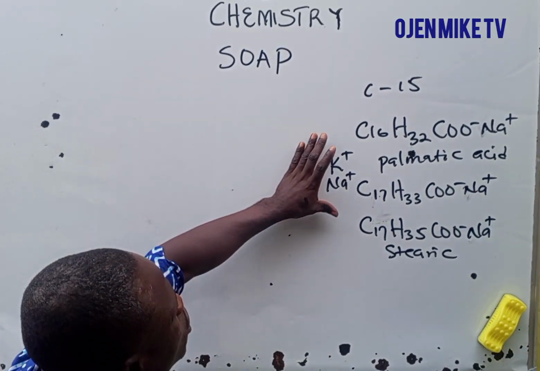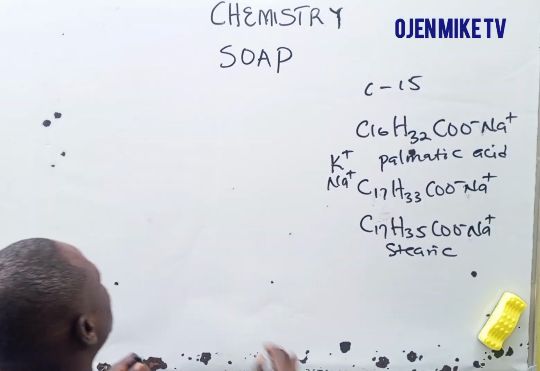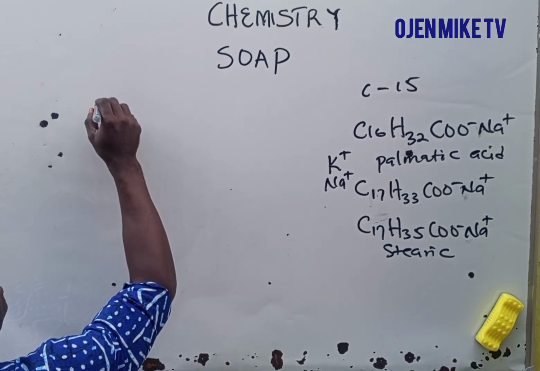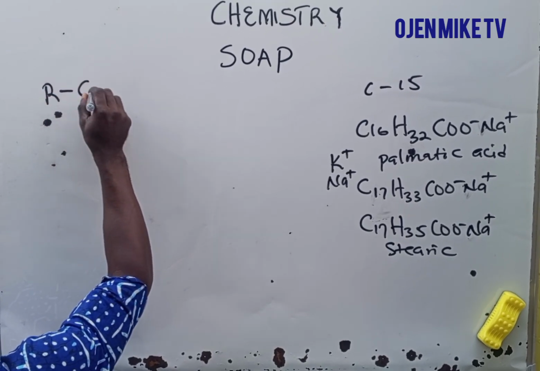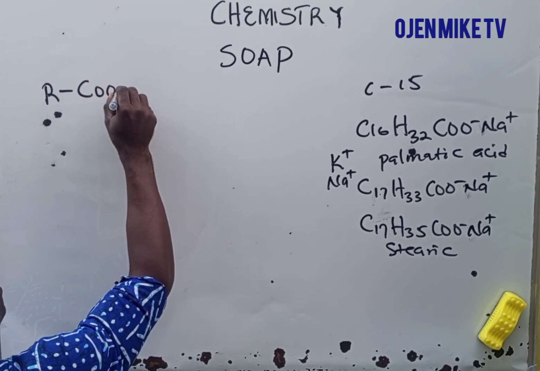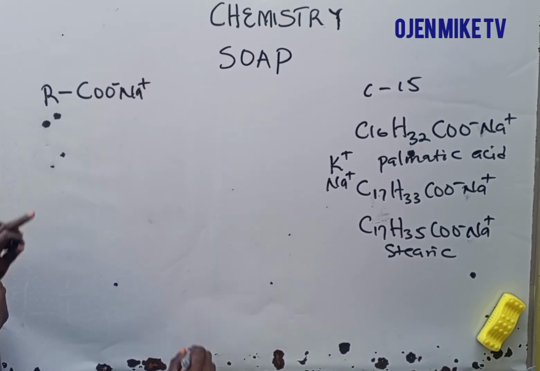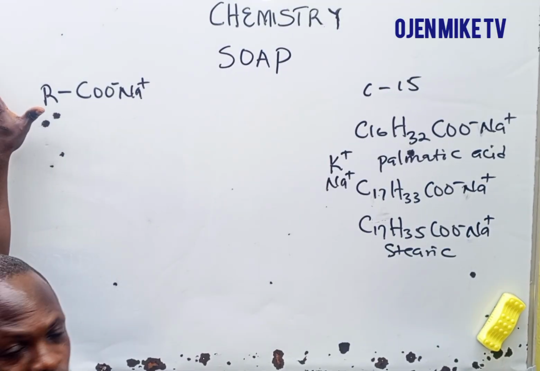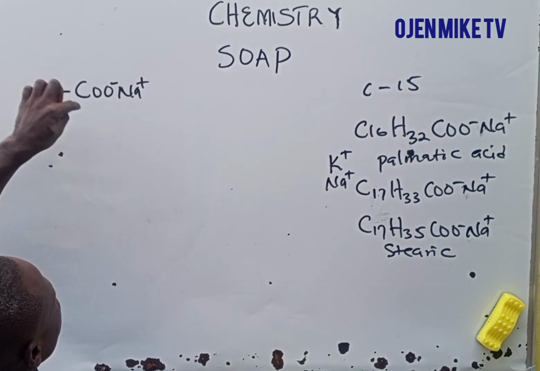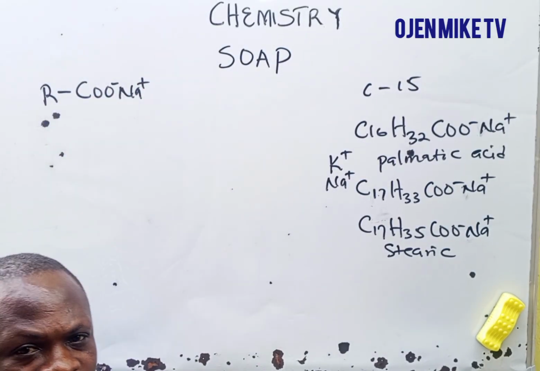Now this salt that you are seeing, they have a general formula. The general formula of this salt is RCOO minus Na plus, where R here represents the long chain carbon atoms of the fatty acid, okay? This is the side that acts as a cleansing agent.